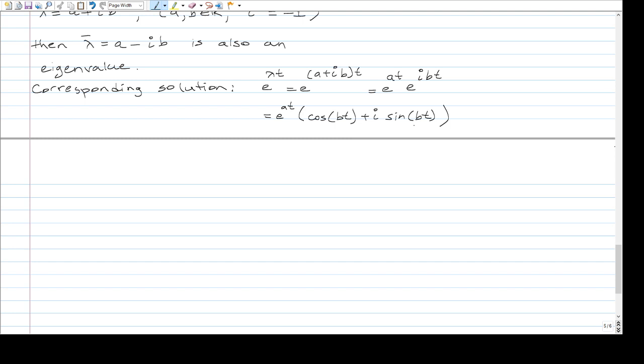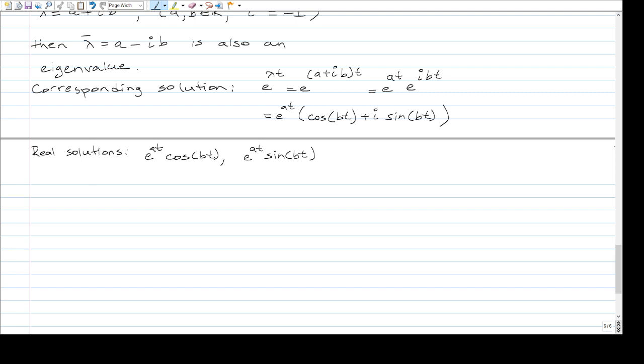So, of course, this is a complex solution, but we also have the complex conjugate of the solution. And from this one and its complex conjugate, using the principle of superposition, we obtain the real solutions. We take the real and imaginary parts of the solution. So the real part, e to the at times cosine bt, and the imaginary part, e to the at times sine bt. So for a complex eigenvalue, we get two real solutions because every complex eigenvalue comes with its complex conjugate. So in fact, we have two eigenvalues, and we get two real valued solutions.